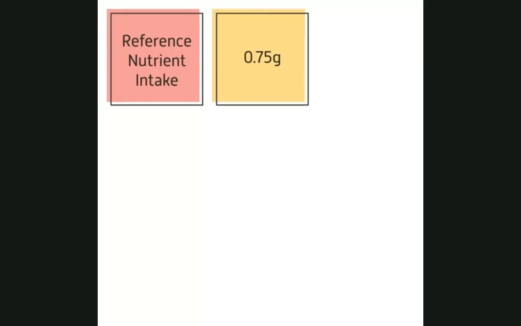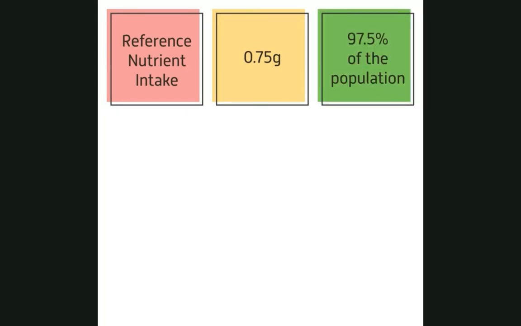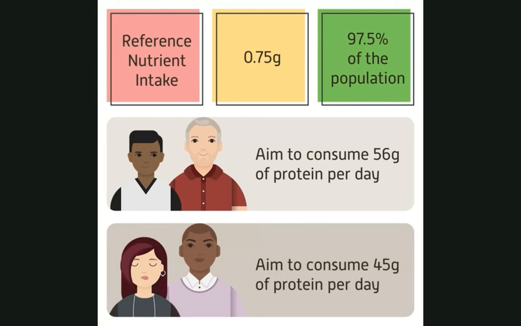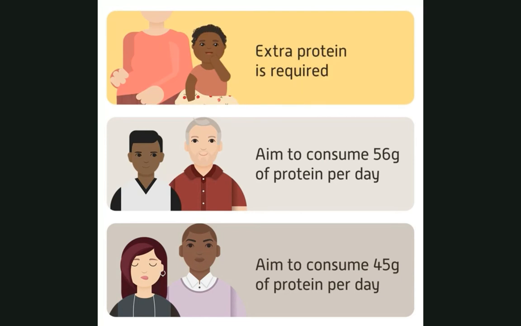The reference nutrient intake, or RNI, of protein is 0.75 grams for each kilogram of body weight per day. RNI is the amount of a nutrient that is needed to meet the needs of 97.5% of the population. Roughly, an adult male aged between 19 and 50 should aim to consume 56 grams of protein per day. A woman within the same age bracket should consume 45 grams of protein per day. Extra protein is required for growing infants and for pregnant or breastfeeding women.